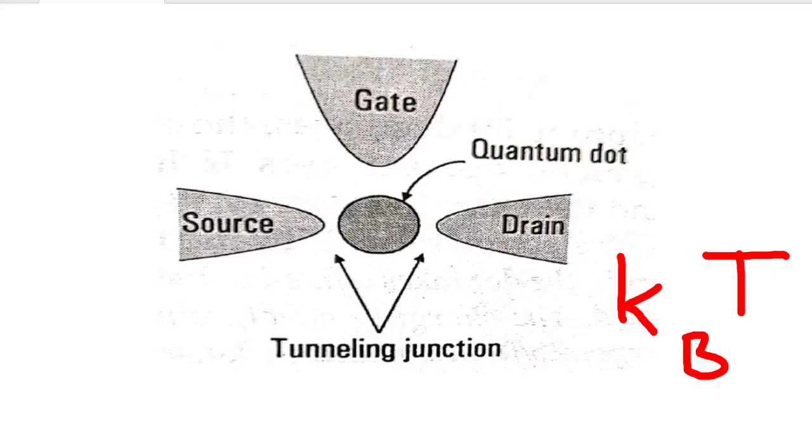At this condition, that means the charging energy is greater than the thermal energy, no electron can move, no electron can tunnel to and from the quantum dot. The charging effect, which blocks the injection or ejection of a single charge into or from a quantum dot, is called the Coulomb charging effect or Coulomb blockade effect.